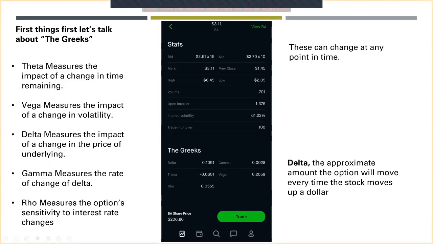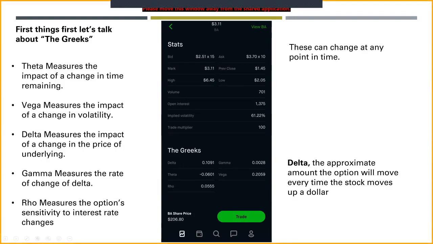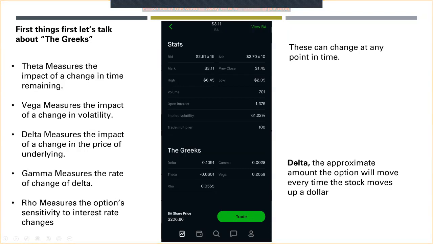Now, this isn't exactly realistic because these change all the time, especially with a stock like Boeing, and you see how much action we had in the past week. As volume grows, these numbers can inflate like crazy, especially delta. Vega measures the impact of the change in volatility. Delta is the impact of a change in price of the underlying. Gamma measures the rate of change of delta, and rho measures the option sensitivity to interest rates changing.